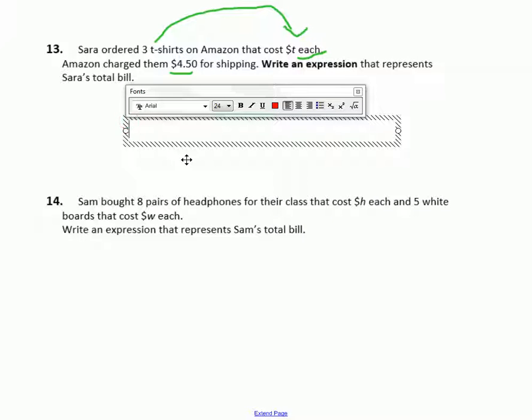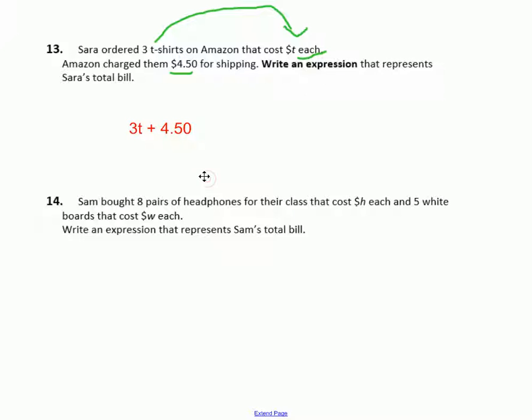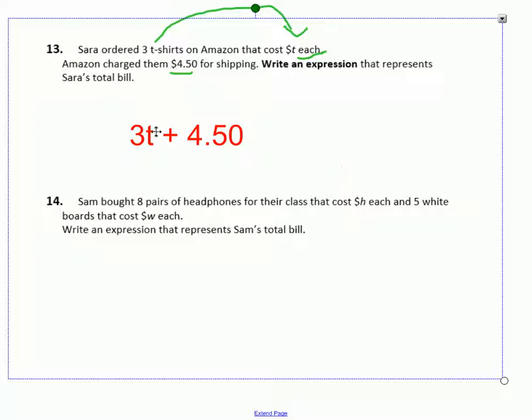So if she ordered 3 t-shirts and they each cost $T, that means 3T. I would take the price that I'm paying for the t-shirts and multiply it by 3 because I'm buying 3 t-shirts. And then Amazon's charging me $4.50. So I want to know her total bill. I'm going to have to add on that $4.50 to get her total bill. Now I can't do anything else with these because these two terms are not like terms, so I'm done.